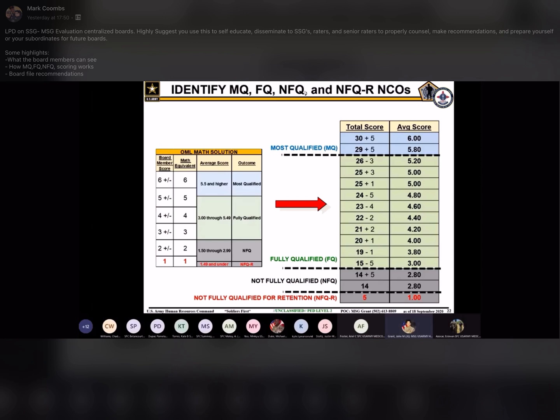Now that most qualified is that first line you see right there. What that means is the average score from a board member was a 5.5 or higher. So that means the majority of the board members scored that individual a 6. Whether it be a 6+ or 6-, we don't pay attention to the pluses or minuses when it comes to average score. So if we have a total score of 30 and we divide that by the number of board members and it gives us 6, that means the average score from the board member was a 6, and that's above the average 5.5. So that gives them a most qualified rating.